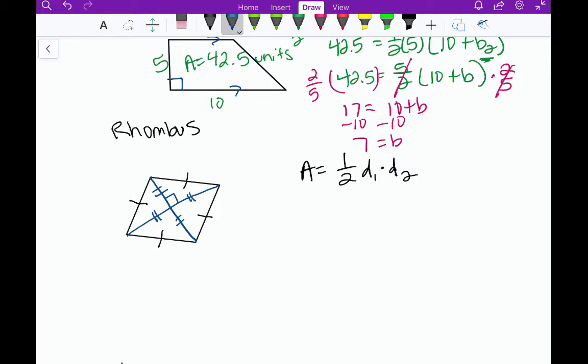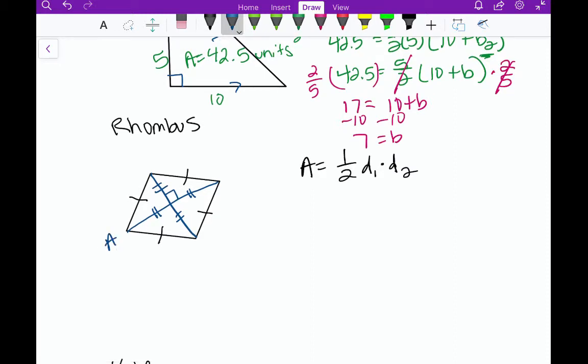So again, you're just going to multiply the diagonals and divide by 2. So in this rhombus, ABCD, that would be 1/2 times AC times BD. So you're just multiplying all those three. Again, multiplying by 1/2 is the same as dividing by 2.